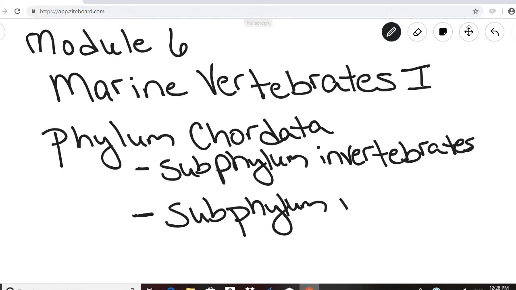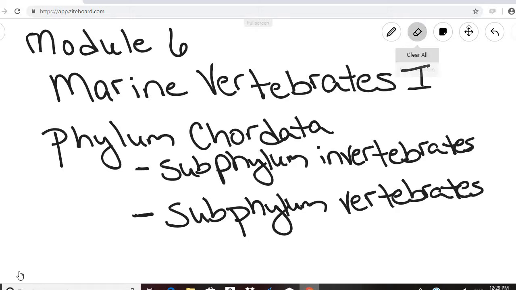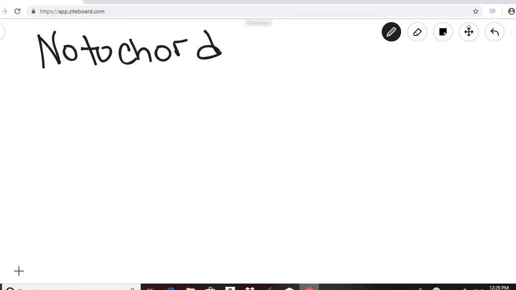Okay, so those marine vertebrates that have a backbone. Okay, so they're phylum Chordata, subphylum vertebrates. And let's just quickly review about the vertebrates or phylum Chordata. We said that they have a notochord. And we looked at some examples. One example we looked at last week, that's an invertebrate, was the lancet.